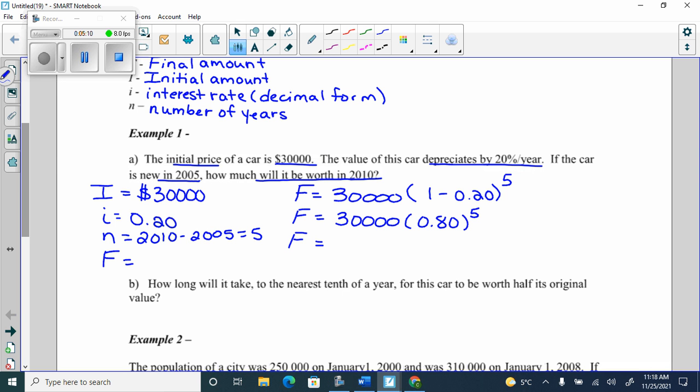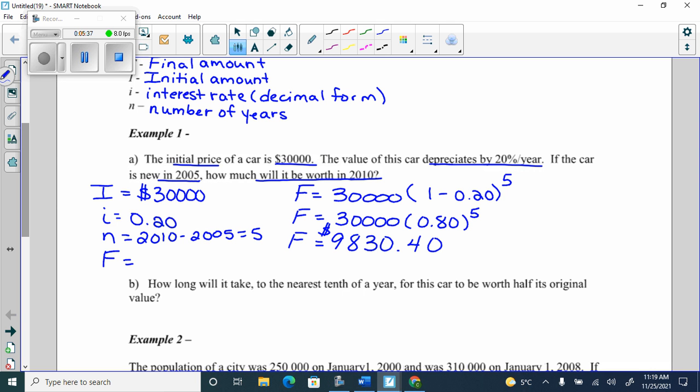What do we get? Are you making it 30,000 times 0.8 to the 5? Oh, okay, that's right. I forgot to do it. What do you get? 9,830.40. That took me a second. Does that seem realistic?